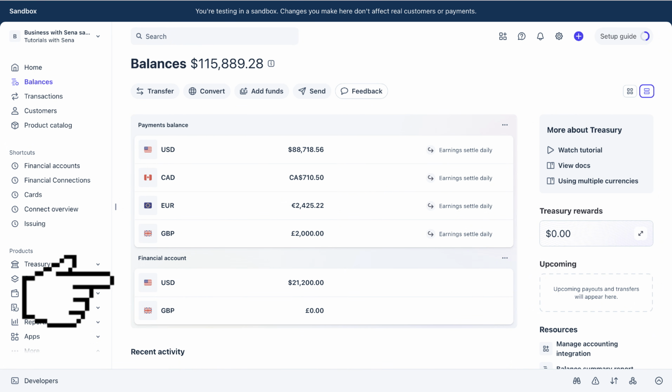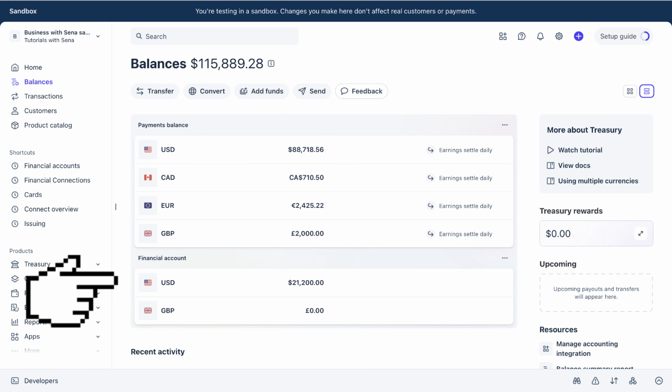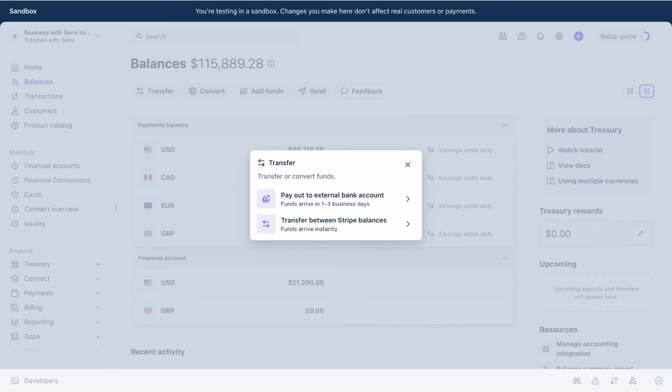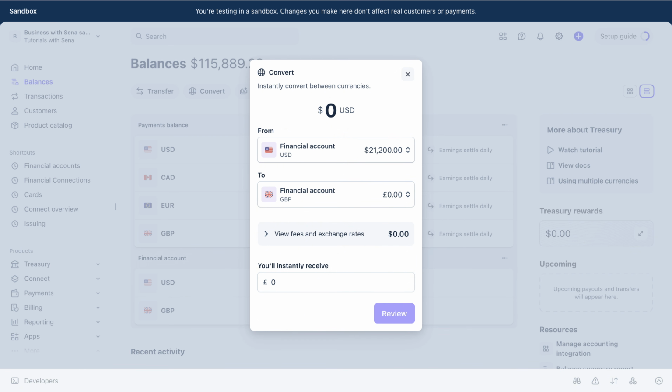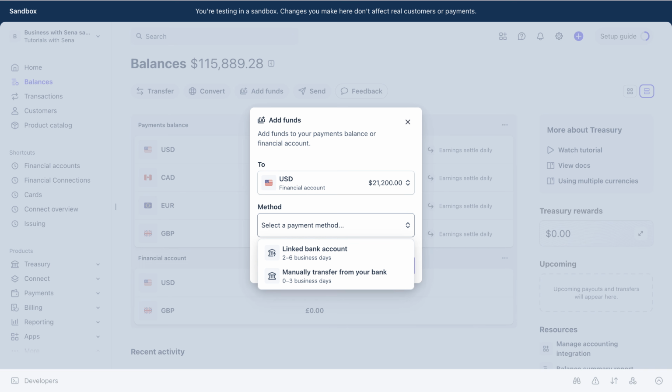as the balance. And if you use a card by Stripe Issuing, usually instead of financial account, you will see the name as issuing balance. Either way, on the Stripe card balance section, you may transfer the money, like do a payout to a bank account, convert the money to another currency, like from USD to pound sterling, or add funds to your Stripe card, which you can do by some payment method.